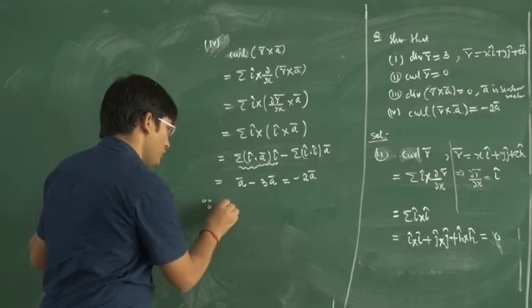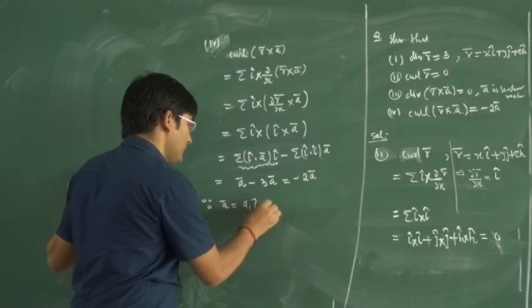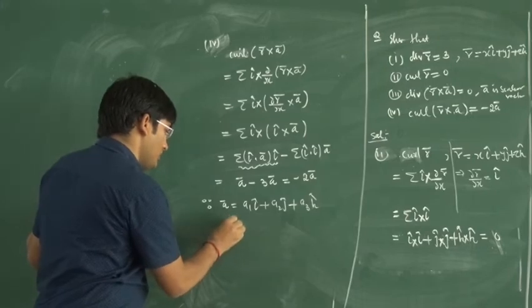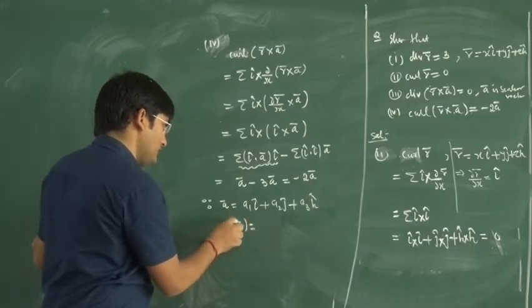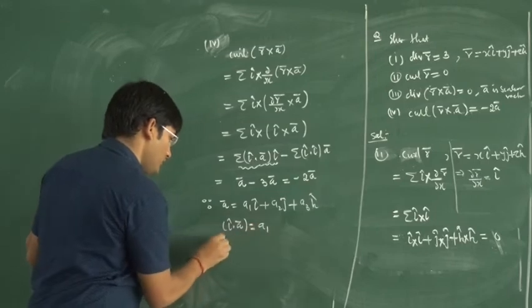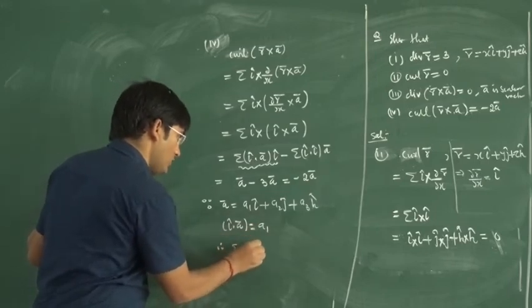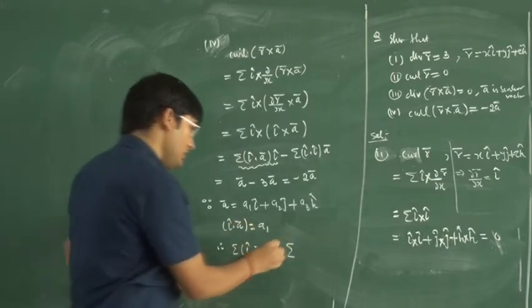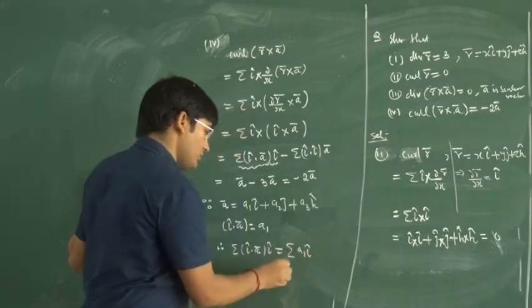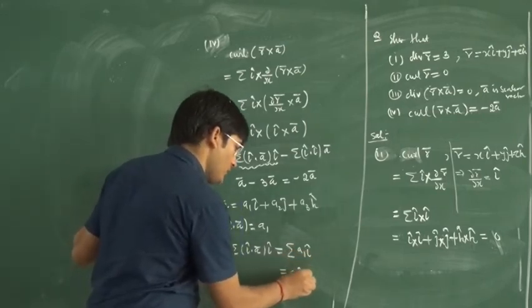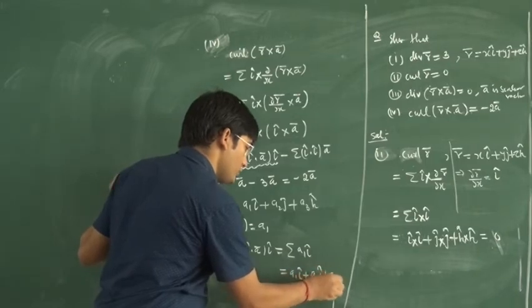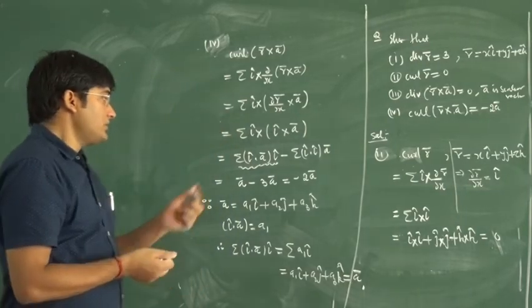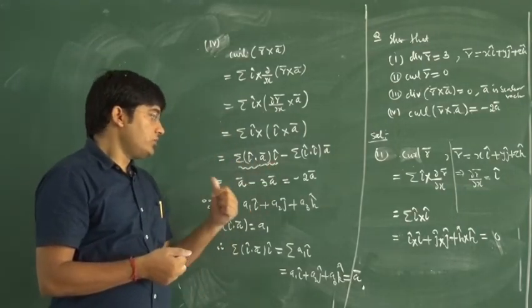Because if A is equal to A1 i + A2 j + A3 k, then you can see that i dot A will be A1. Therefore, the summation of (i dot A) i will be equal to A1 i. Now A1 i can be written as A1 i plus A2 j plus A3 k, and this is your vector A. So that means the summation of (i dot A) i is equal to vector A.